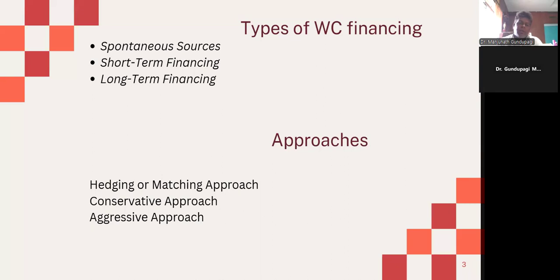Another important type is short-term financing. In this case, the sources of funds have repayment in less than 1 year. For example, we can take bank overdraft, cash credit, short-term loans, commercial papers, and trade credit.